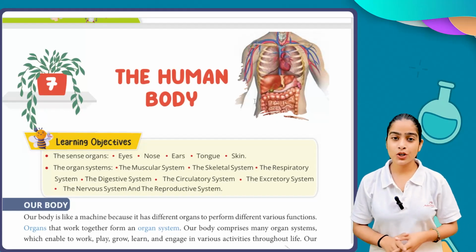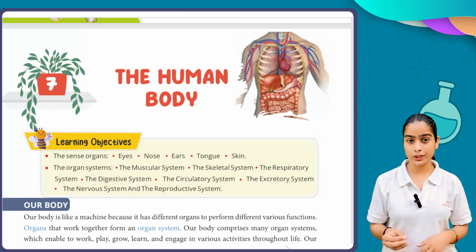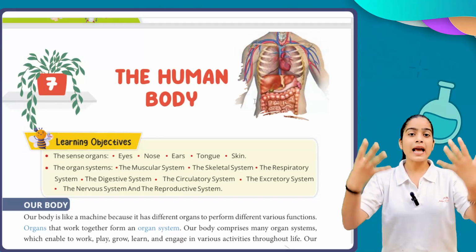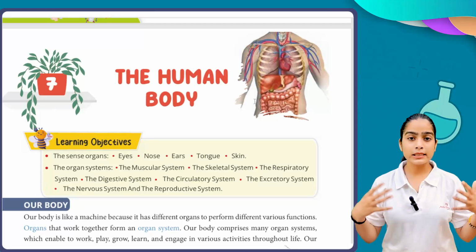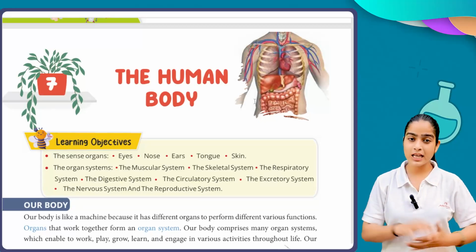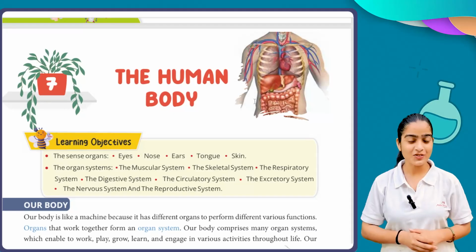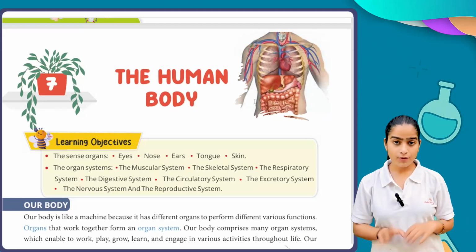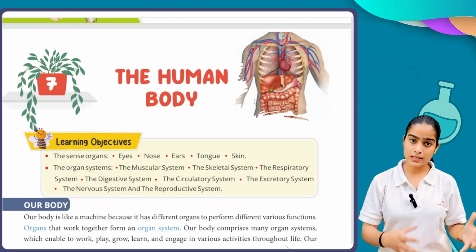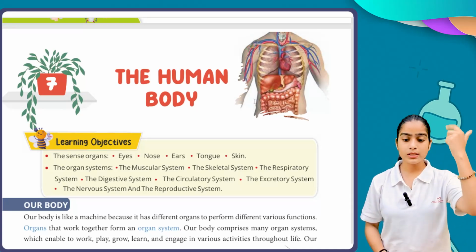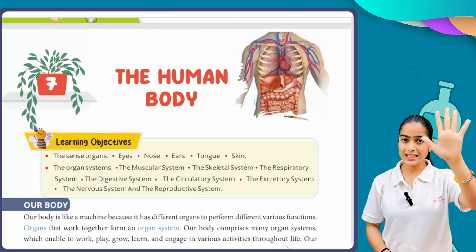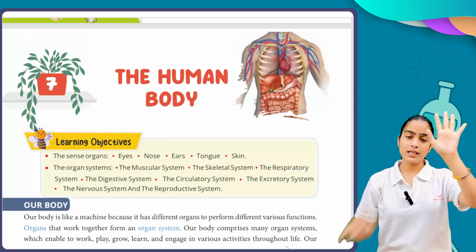And today we are going to learn about the human body. The human body means your and my bodies. In this chapter we are going to study the human body in detail. But before starting, have a look at the learning objectives. First of all, we are going to discuss the sense organs. The sensory organs we have are eyes, nose, ears, tongue and skin. So in total we have 5 sensory organs.